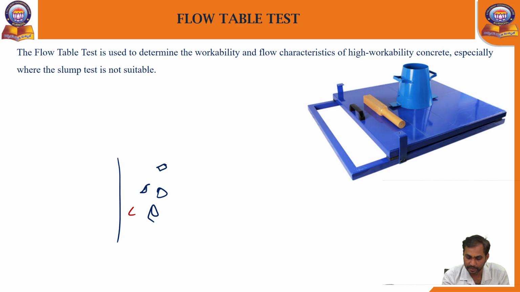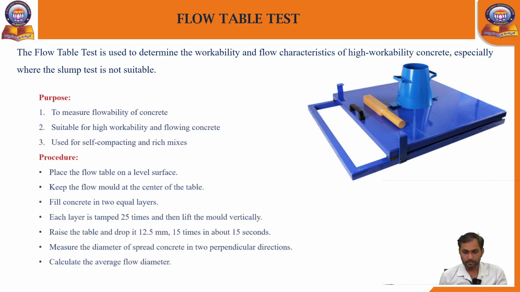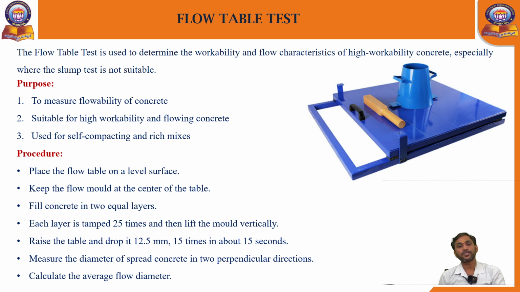Okay, now I will tell. What is the purpose of conducting the flow table test? Nothing but to measure the flowability. Workability is different. Flowability of a concrete matters when we are placing it in reinforcement parts, or in large, deep beams. So the flow of the concrete should be very sufficient. If there is any harsh mix, it won't flow, it will just stay like that.